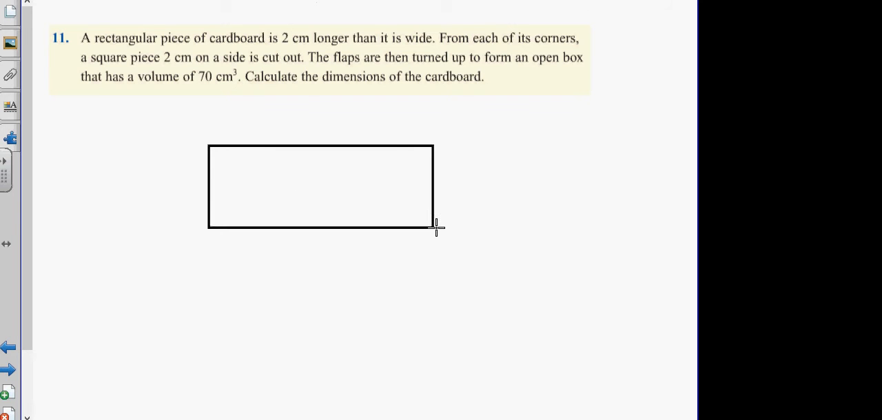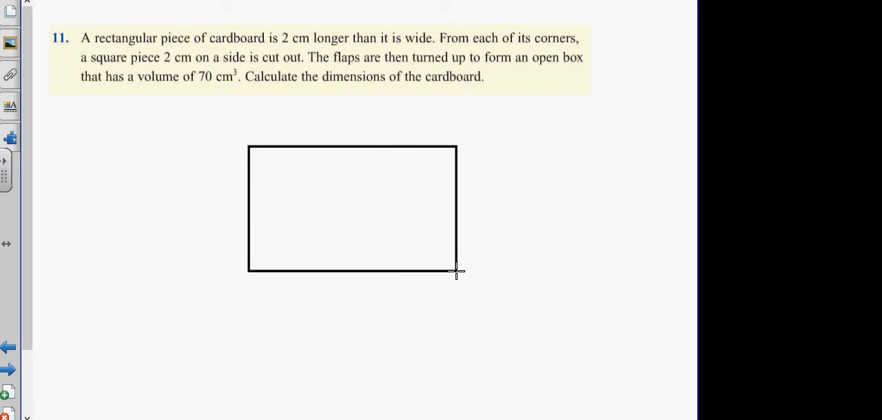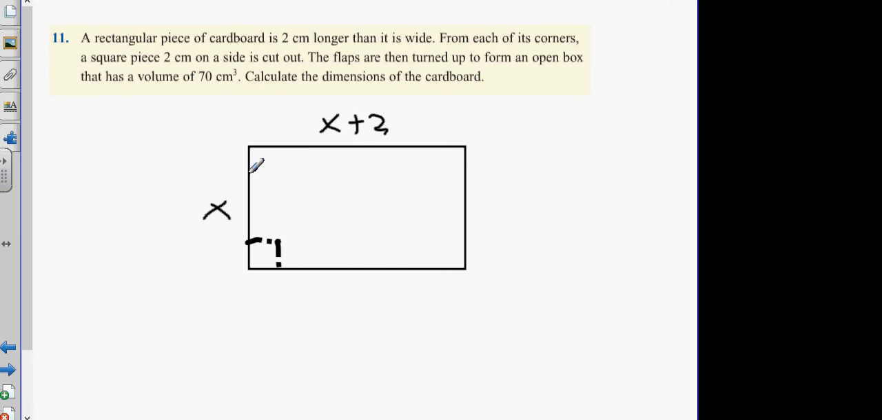Okay. A rectangular piece of cardboard is 2 longer than its width. Okay, that's a bit of a big rectangle, so a bit more equal. Okay, like that. X plus 2 being its length, x being its width. From each of the corners, a square piece of 2 by 2 is cut out. Okay, so 2 by 2 square piece. 1, 2, 3, 4. The flaps are turned up to form an open box that has a volume of 70 centimeters cubed.